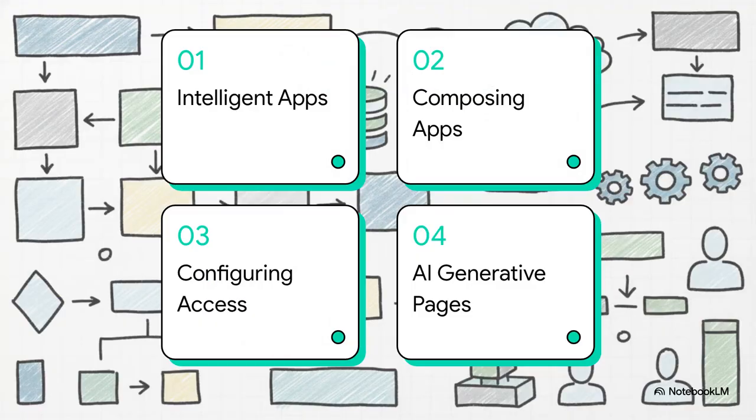Here's our roadmap for today. 1. AB-410 Intelligent Apps Overview. 2. Composing model-driven apps. 3. Configuring app access. And 4. AI generative pages. Let's dive in.